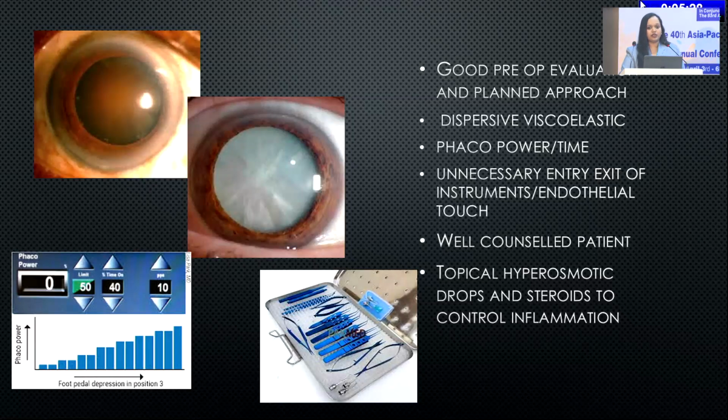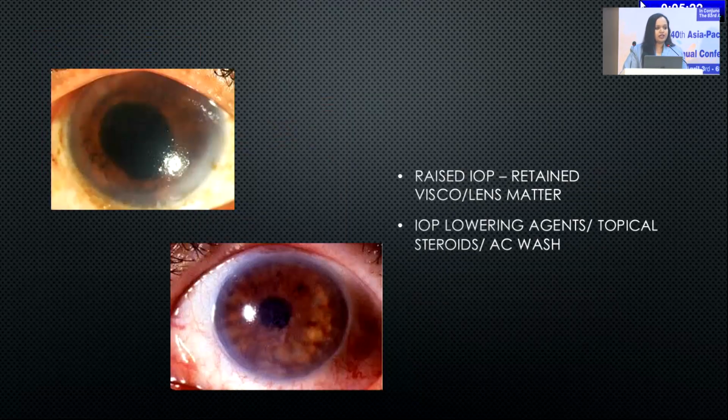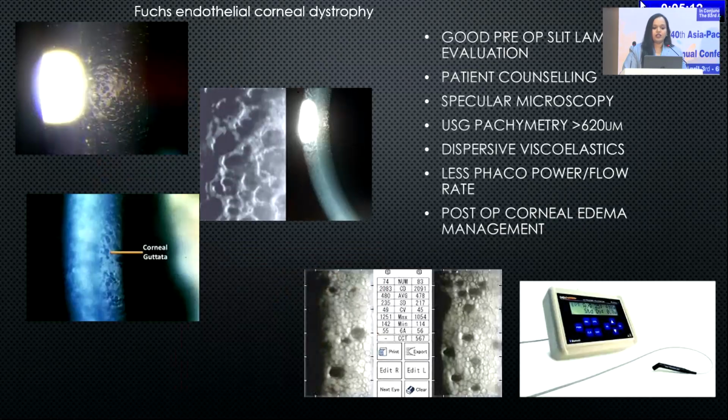And of course, the newer agents now, that is ROCK kinase inhibitors like ripasudil, play a very good role for endothelial regeneration. So the raised IOP because of the retained viscoelastics or lens matter can be handled by using IOP lowering agents, topical steroids, and doing an AC wash to remove the cortex or the lens matter.